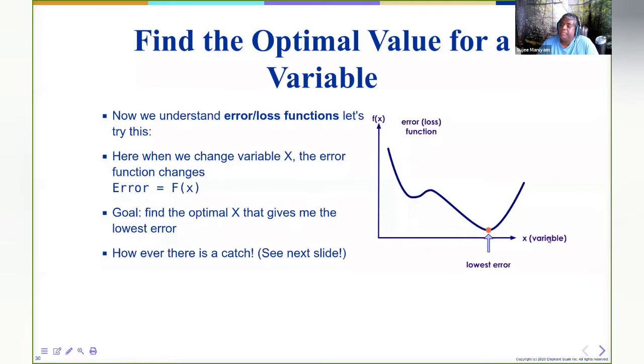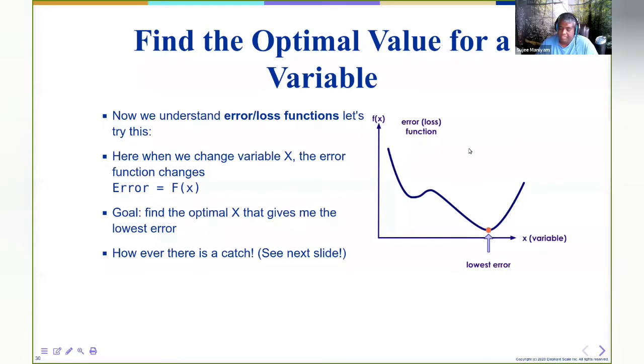Let's say this is my variable x, and this is the error. When I use my variable, my resulting error is this, so it's a curve like this. If I ask you to find me the x that gives me the lowest possible error, you say sure, look at the curve, it's right here. Remember, the error is not 0, but the lowest. We look at the graph and say, this is the lowest value.